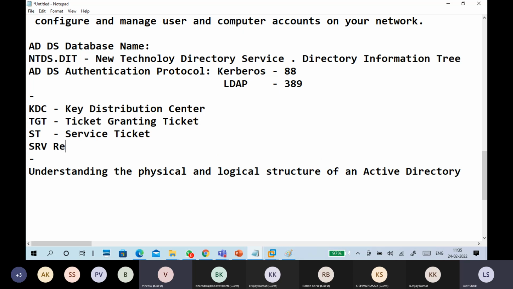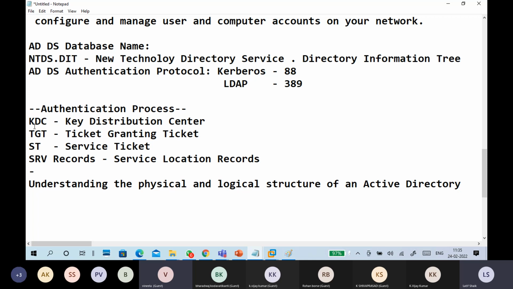SRV records. What are SRV records? Service location records. We use these things in an authentication process. KDC is one word, but these three things are very important in the authentication process. But currently I'm not switching to that one.